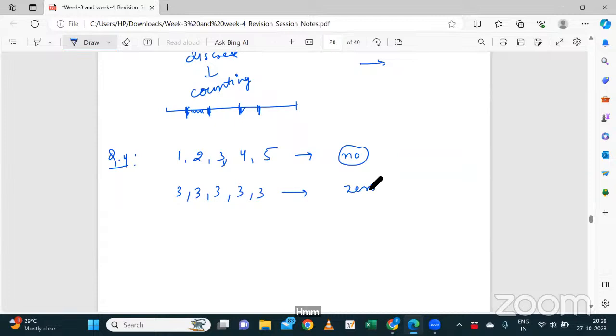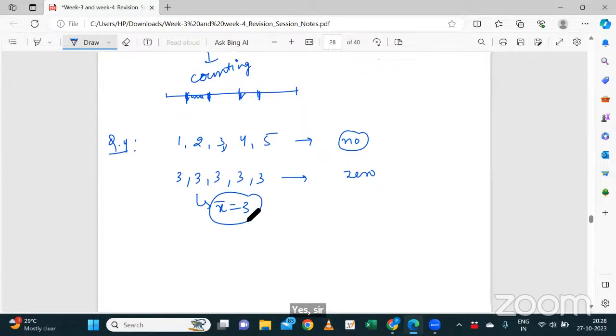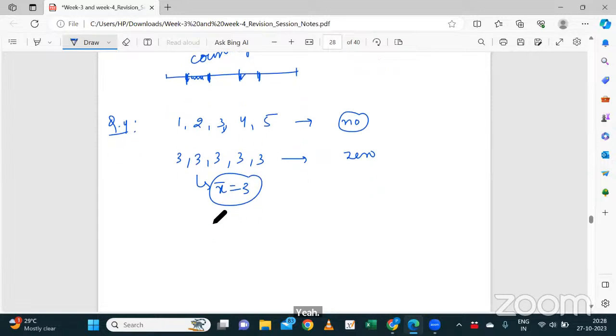Okay, so you can use a simple concept. What will the mean for this data set be? 3, right? So what are the things we have to perform while calculating the variance? We have to do xi minus x bar, right? So if you do 3 minus 3, 3 minus 3, you will get 0, right? So you have to add 0, 0, 0. That means all observations are same, right? So that's a simple example.